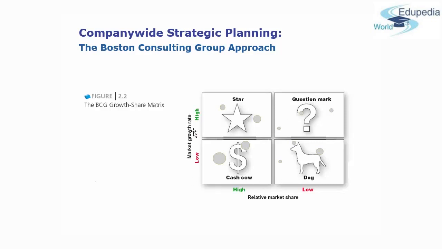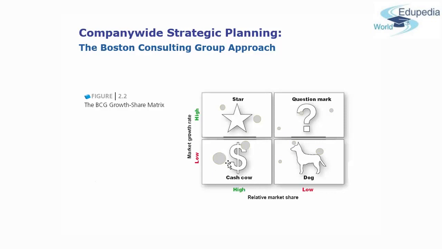So you have market growth rate, and then you also have a relative market share. If the relative market share is high and market growth rate is also high, which means this is a star product. It is one of the best selling products. It gives you a lot of money as well. If the market growth rate is low and the relative market share is high, then it's a cash cow.